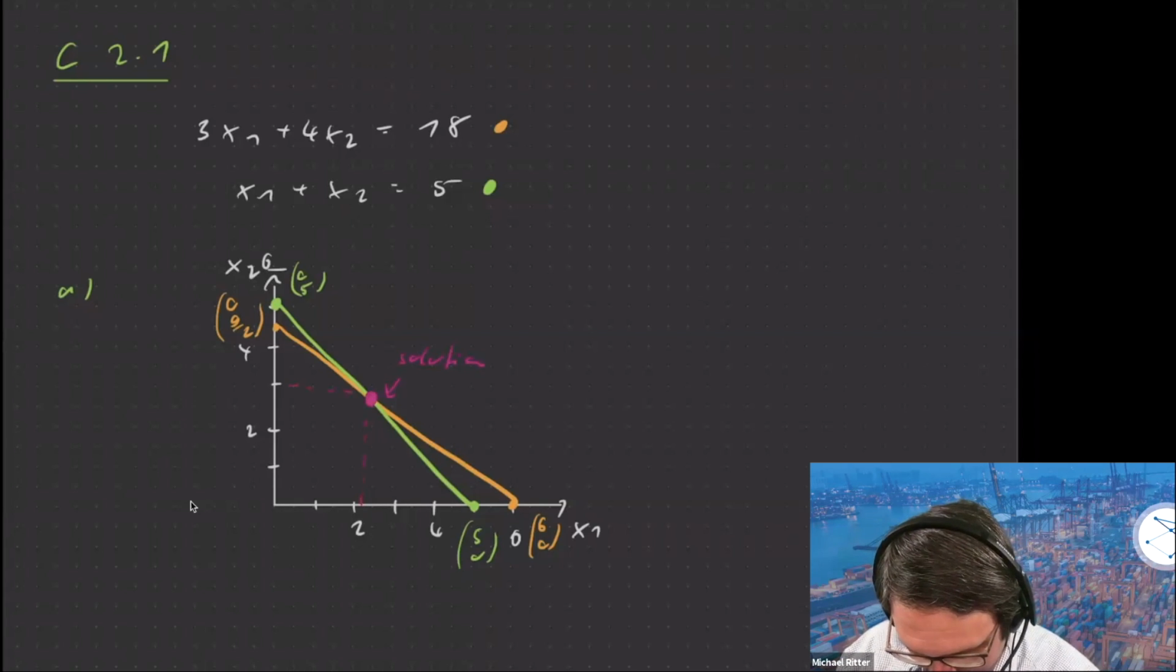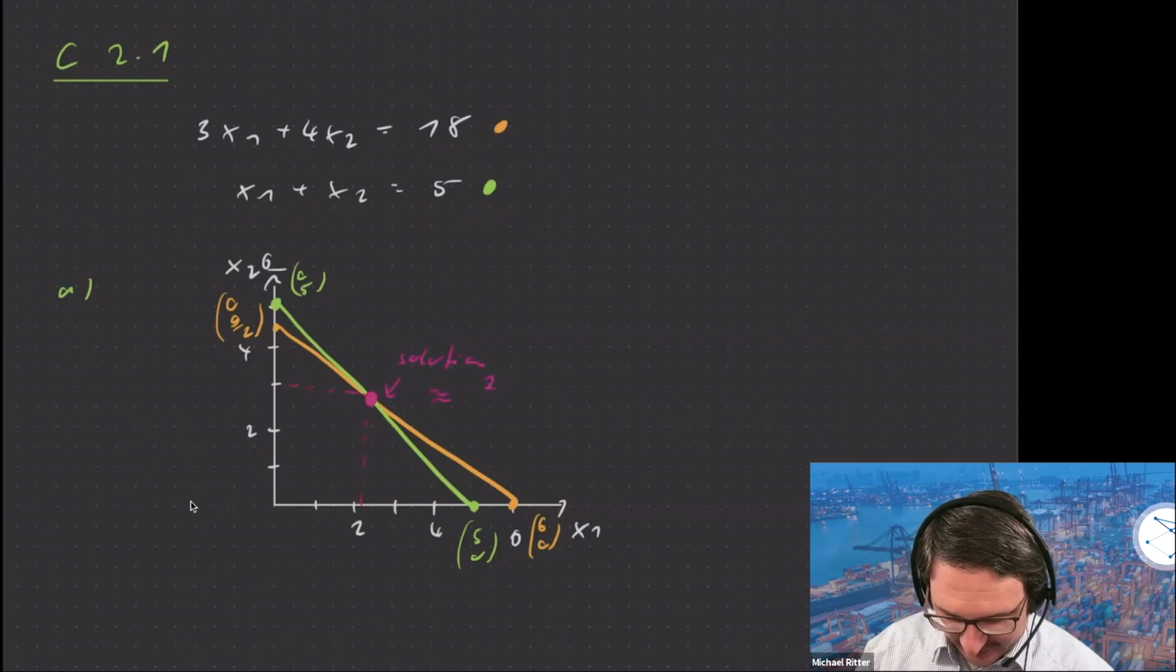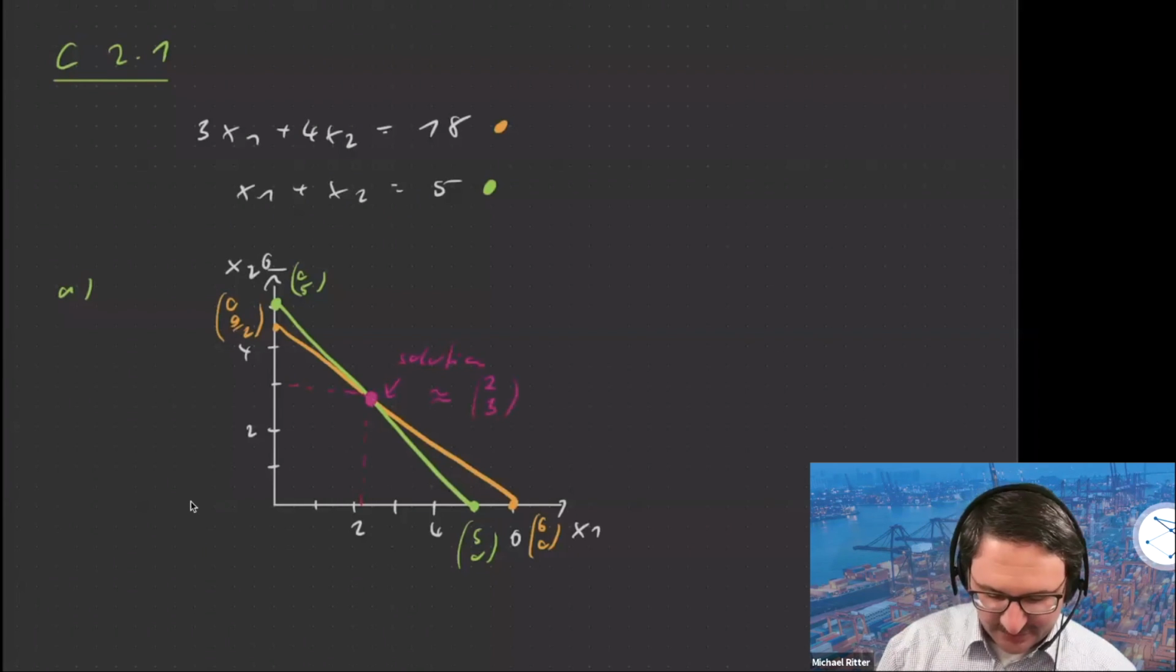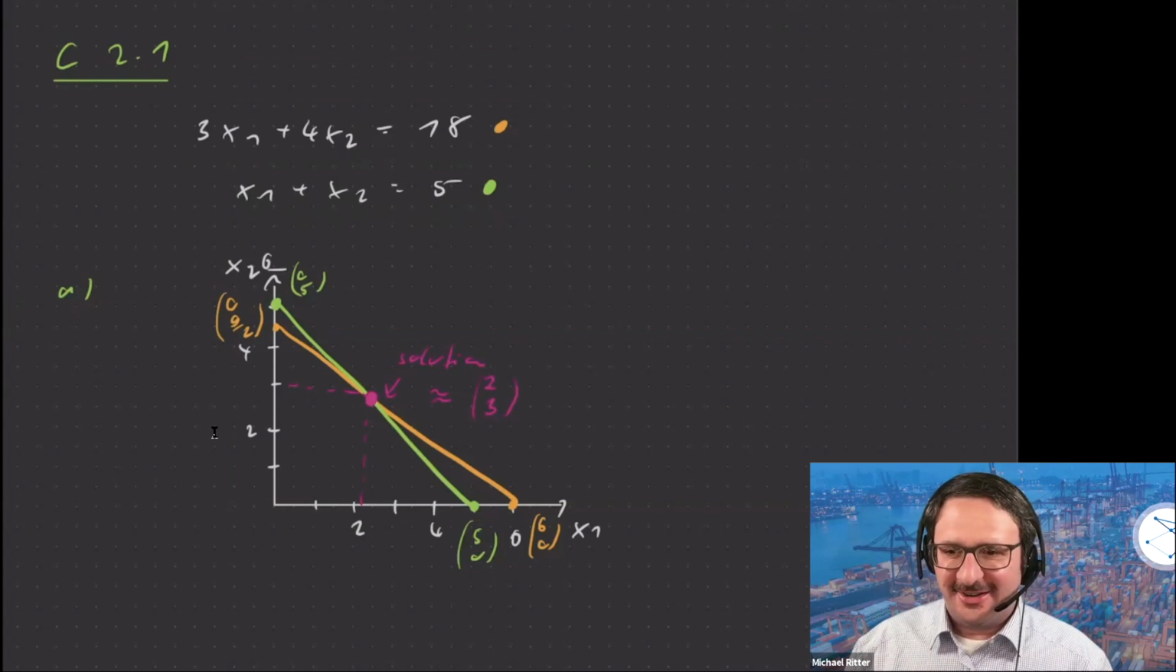And that point is, at least roughly, from my sketch, I would say 2, 3, or somewhere in the vicinity of 2, 3 at least. Okay, if you try to use a ruler, maybe your sketch is better than mine, and you should exactly get to 2, 3. And we'll verify this in just a minute.